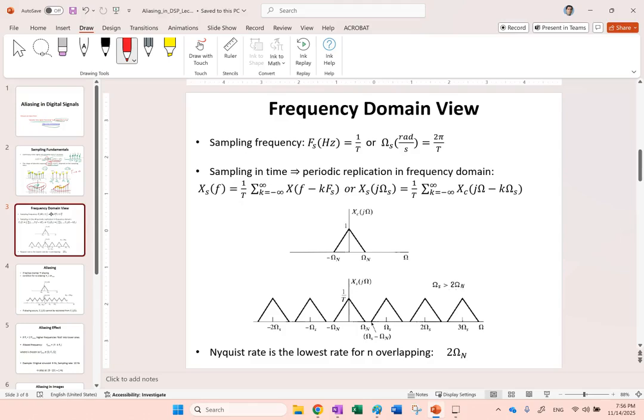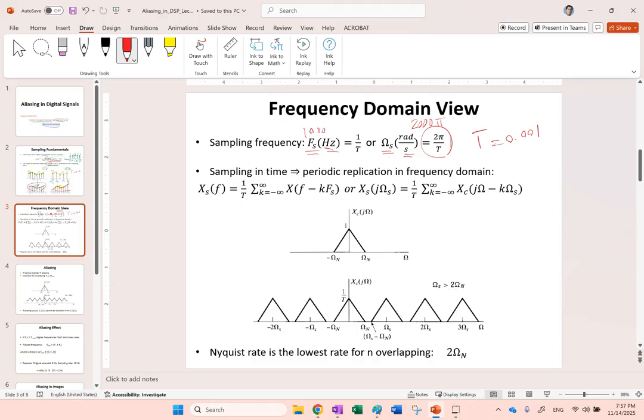So let's take a look at the frequency domain. The inverse of the sample time is what we call the sampling frequency, fs, which is in hertz, and 2 pi over that T is, again, sampling frequency, but in radians per second. Good? So for instance, if our sample time is 1 millisecond, then the sampling frequency is 1,000 hertz, and then 2 pi over that is going to be 2,000 pi radians per second. This is my sampling frequency.